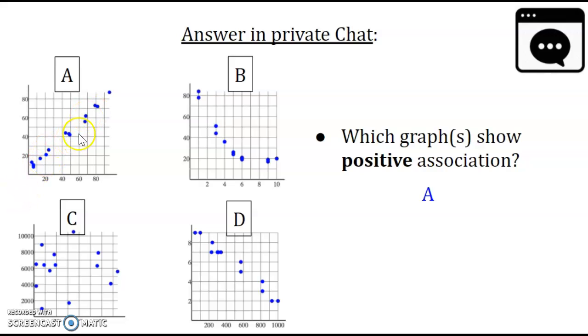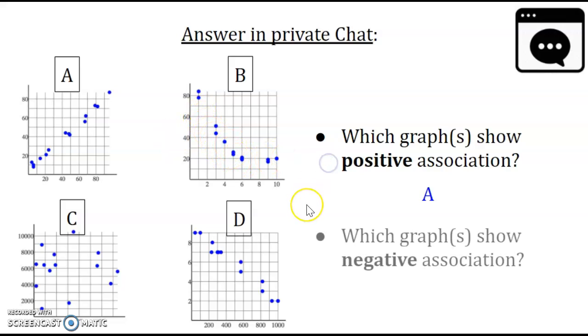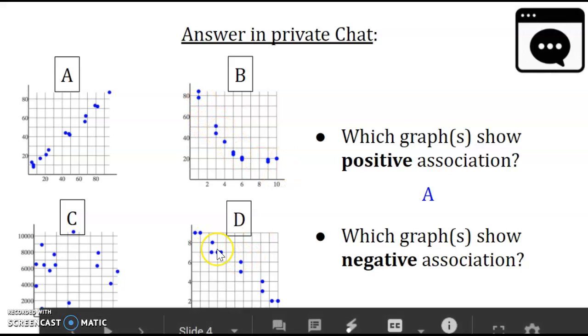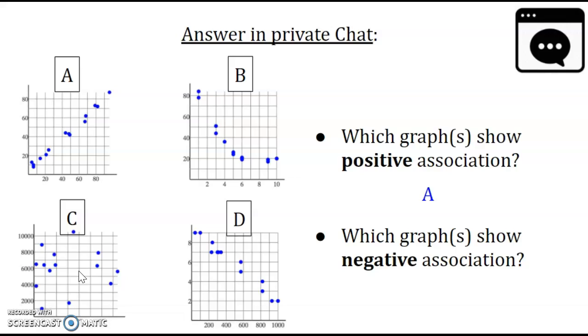This one, because it's increasing from left to right. As it increases on the x-axis, the y-axis values also increase. So you end up with a positive slope. B is actually decreasing, right? So which graph shows negative association? B is decreasing. D is also decreasing. So B and D have negative association, while as for C, it looks like the dots are random, so it will be no association.